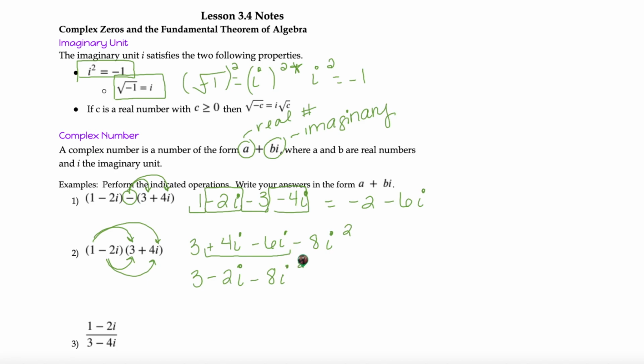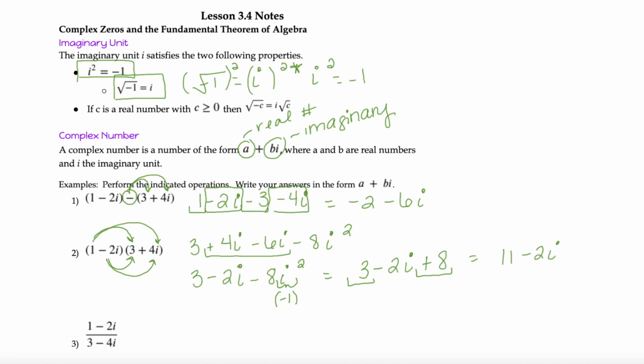But notice we have an i squared, so I'm going to replace this i squared with negative 1. Therefore, we have 3 minus 2i plus 8, where we are now able to combine like terms one more time. 11 minus 2i is our final solution.